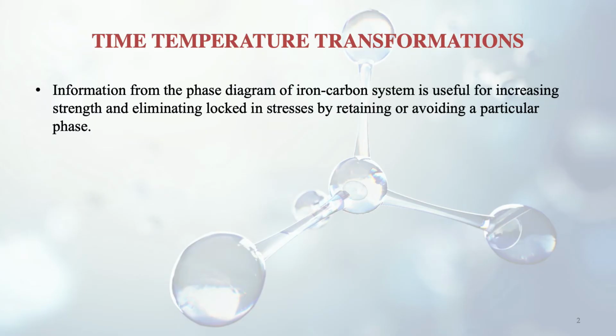So we start now. In this session we will discuss time temperature transformation first of all. Why do we need the time temperature transformation? Information from the phase diagram of the iron carbon system is useful for increasing the strength and eliminating locked in stresses by retaining or avoiding a particular phase. In that iron carbon diagram we studied the different phases like austenite, ferrite, perlite and various other phases, cementite.